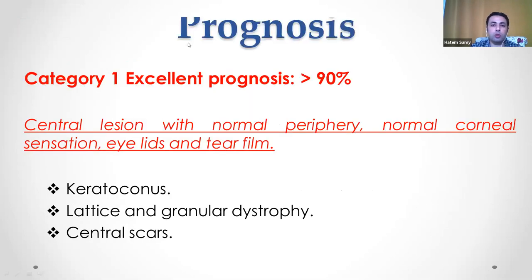Lastly, we'll talk about prognosis. We have categorized cases of keratoplasty into 4 categories. Category 1 is excellent prognosis. This is with central lesion, normal periphery, normal sensation, and normal eyelids and tear film. Keratoconus, lattice and granular dystrophy, and corneal scar.